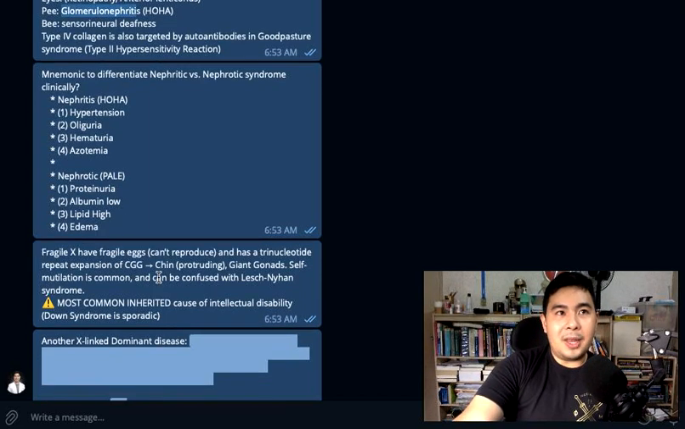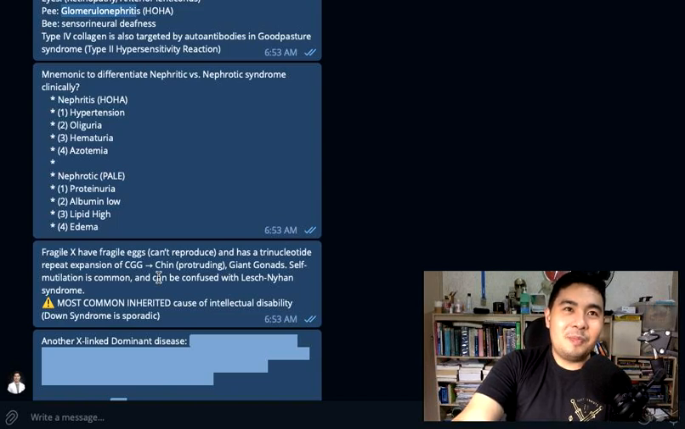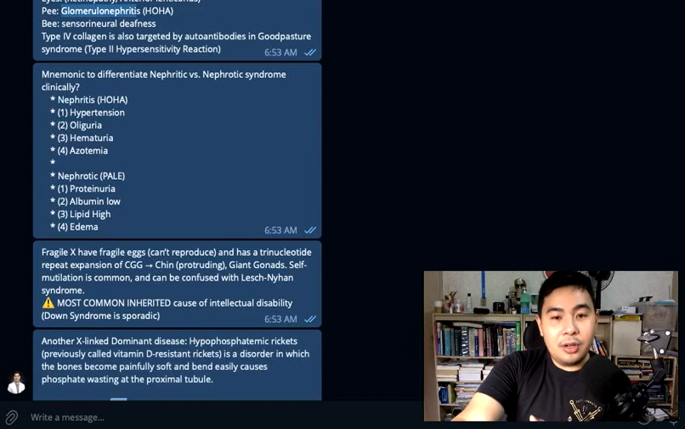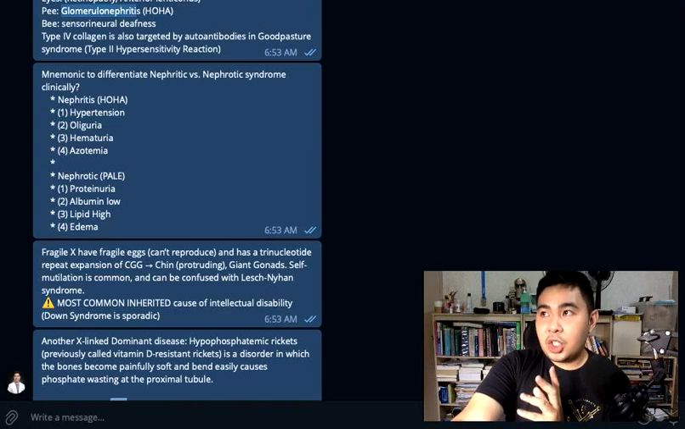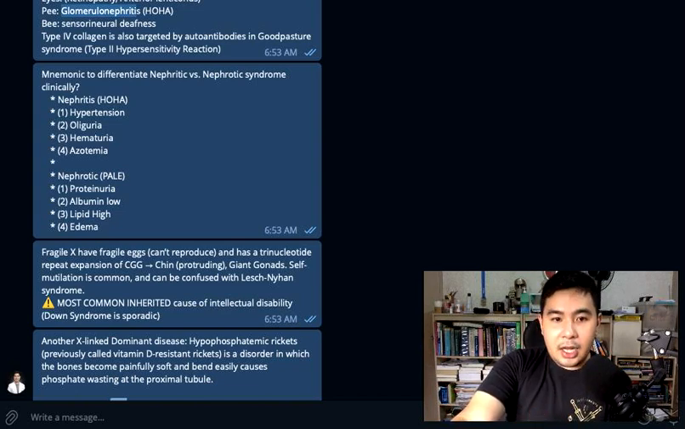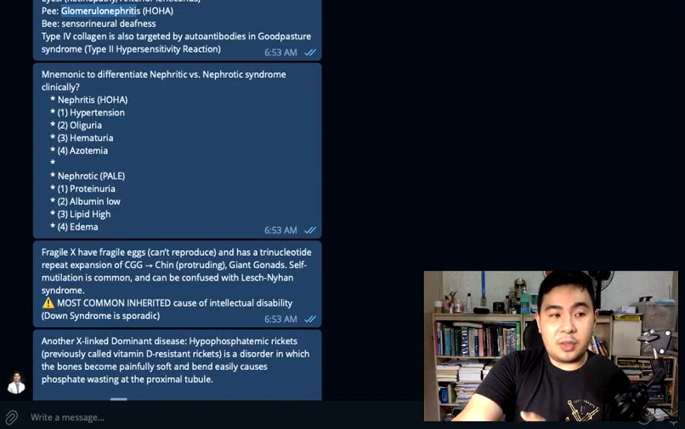Now, to add to our plethora of diseases, there's another X-linked dominant disease which I actually found in First Aid when I was reviewing it again this morning. This would be hypophosphatemic rickets, previously known as vitamin D resistant rickets. It's a disorder in which bones become painfully soft and they bend easily, which causes phosphate wasting because there's a defect in the proximal tubule causing phosphate wasting.